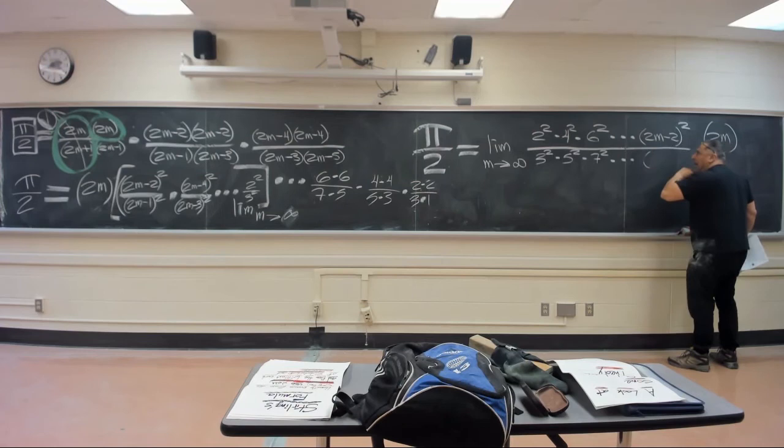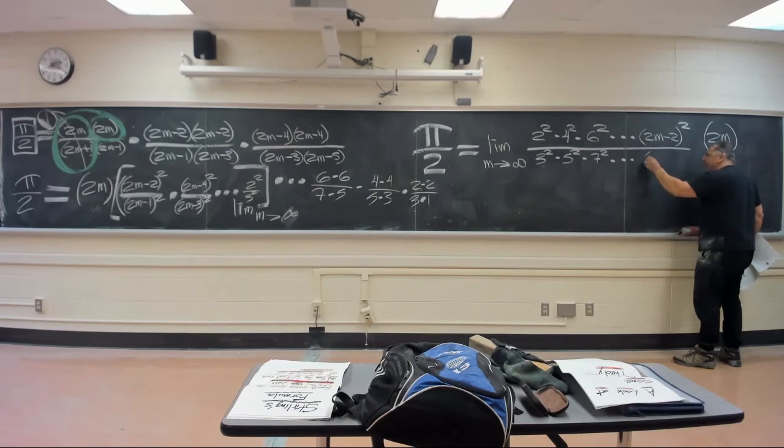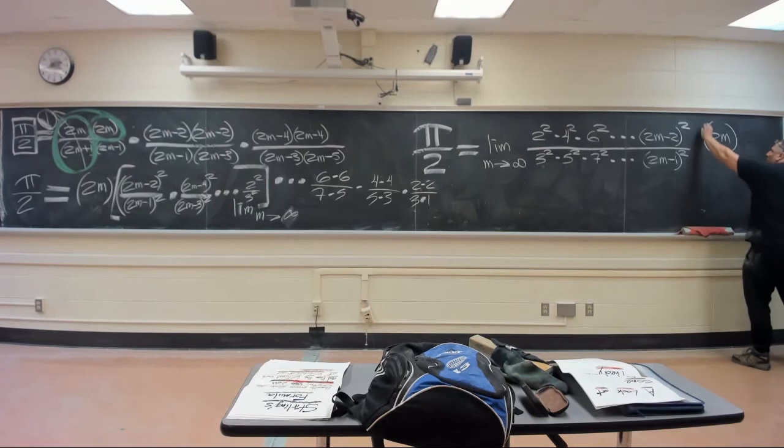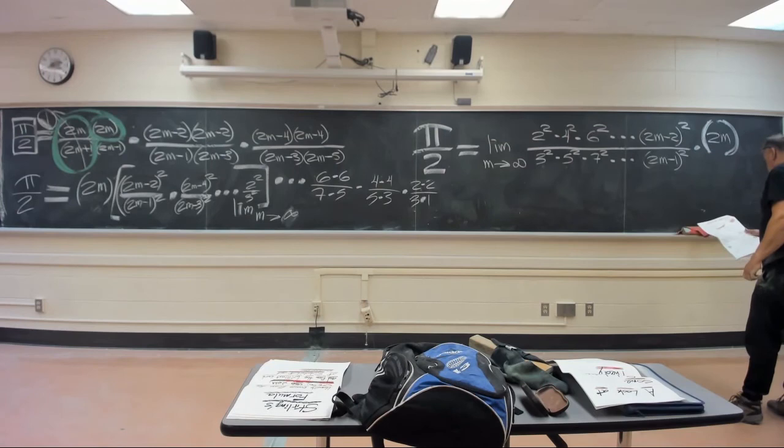It's got to be, each one of these is one more than the guy over there. Well, what's one more than that? How about 2m minus 1? Okay, and then, of course, that's right here. Make sure you're multiplying by 2m. You're not going to get the right answer. Times 2m. Yeah, that's crazy. That's crazy, guys, but it's the way it is.